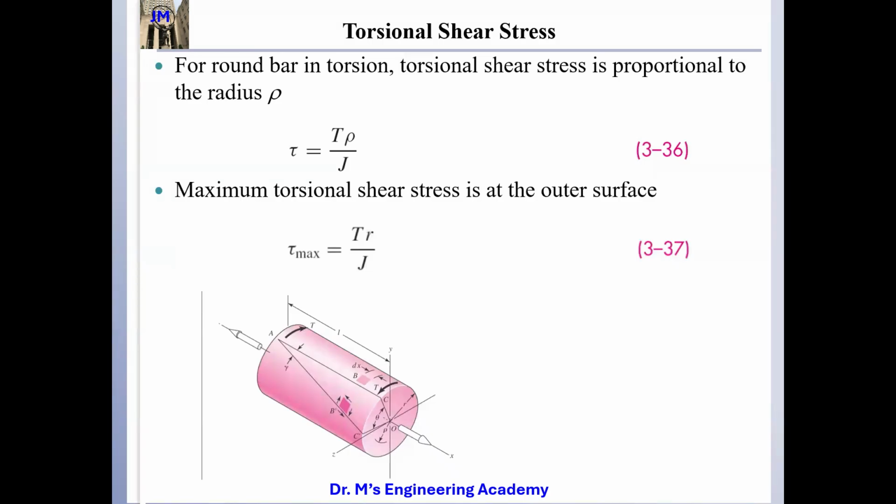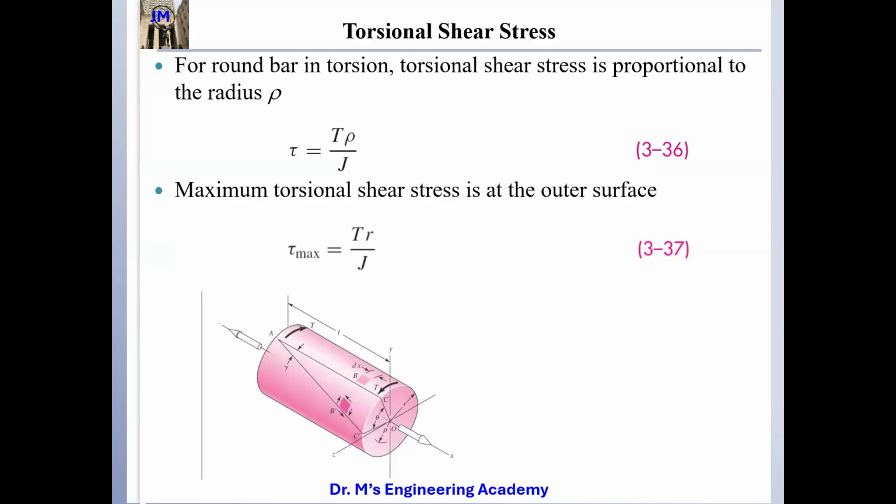Once again, this rho is the distance between the point of interest and the center. So suppose this is the point of interest. I want to see what the shear stress is at this point, and then rho is from here to here. You can see rho is not constant for all the points on this cross section area, and tau is changing.